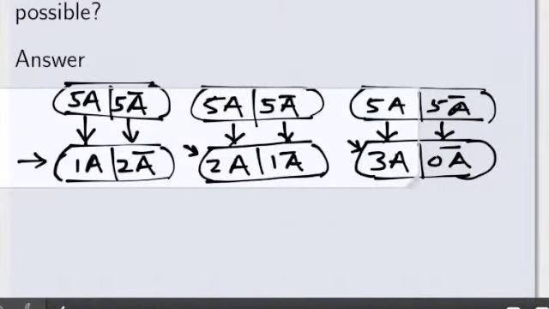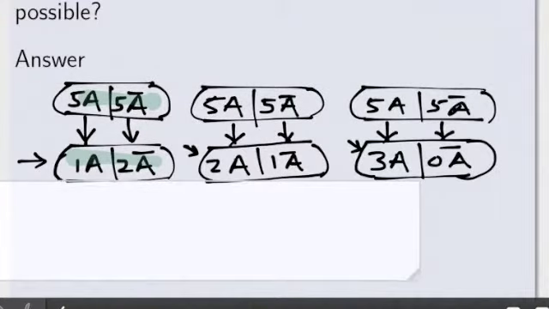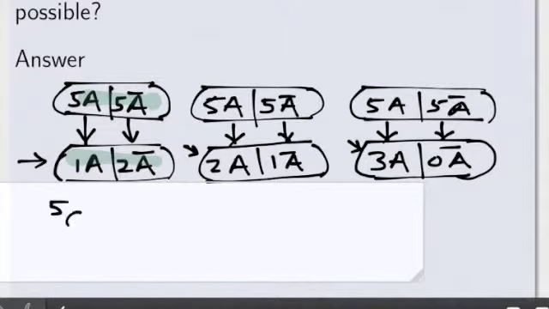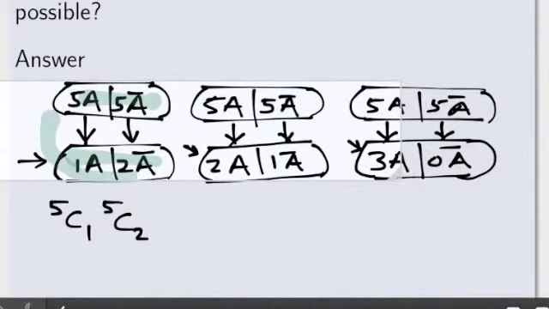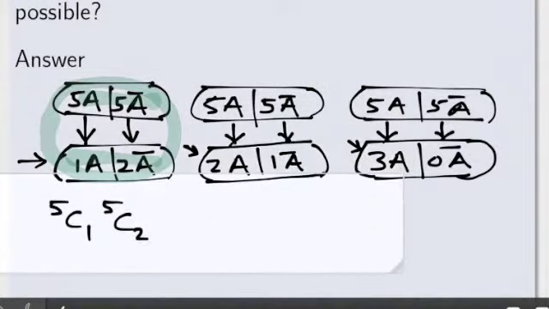For this scenario, choosing one Australian from a pool of 5 is 5 choose 1. Choosing 2 non-Australians from a pool of 5 is 5 C 2. So for this scenario, the total number of combinations is given by this expression.